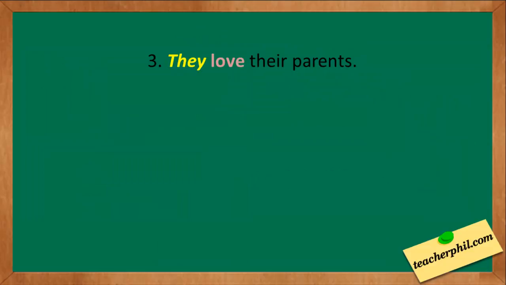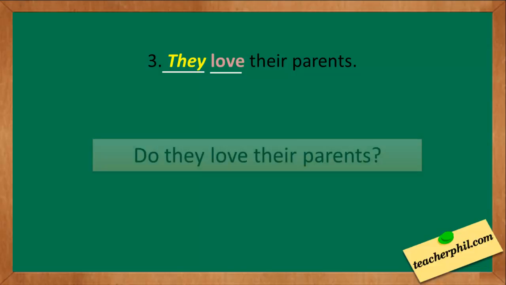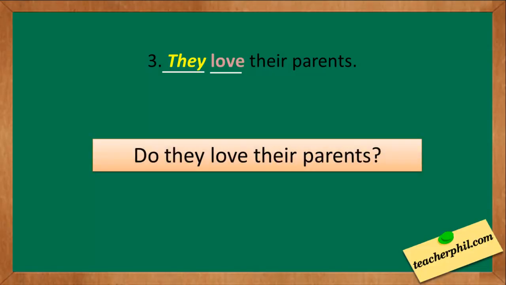The third example, they love their parents. Let's try to see if you can answer this without a step-by-step process. The subject in the sentence is they, while the verb is love. So the question should be, do they love their parents? Do because the subject is plural while the verb is in present tense. The verb love is already in its base form, so there's no need to change it anymore.